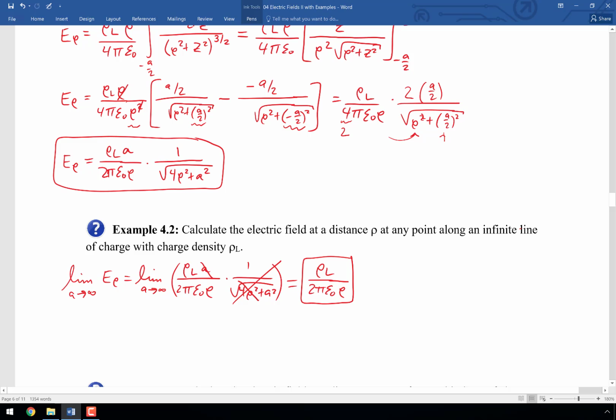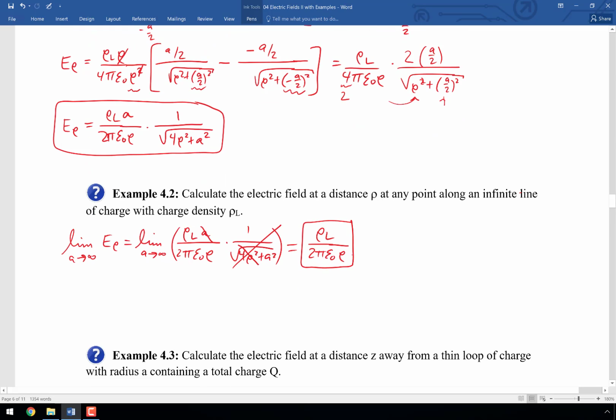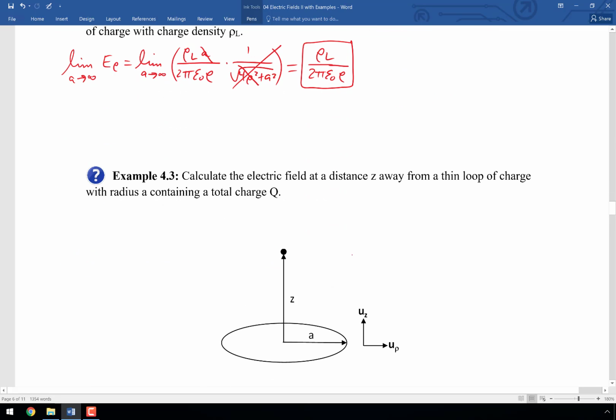And so the only things that it really depends on are the charge density of the line, which is now infinitely long but still has the same charge density per unit length, and the distance that you are away from that line.